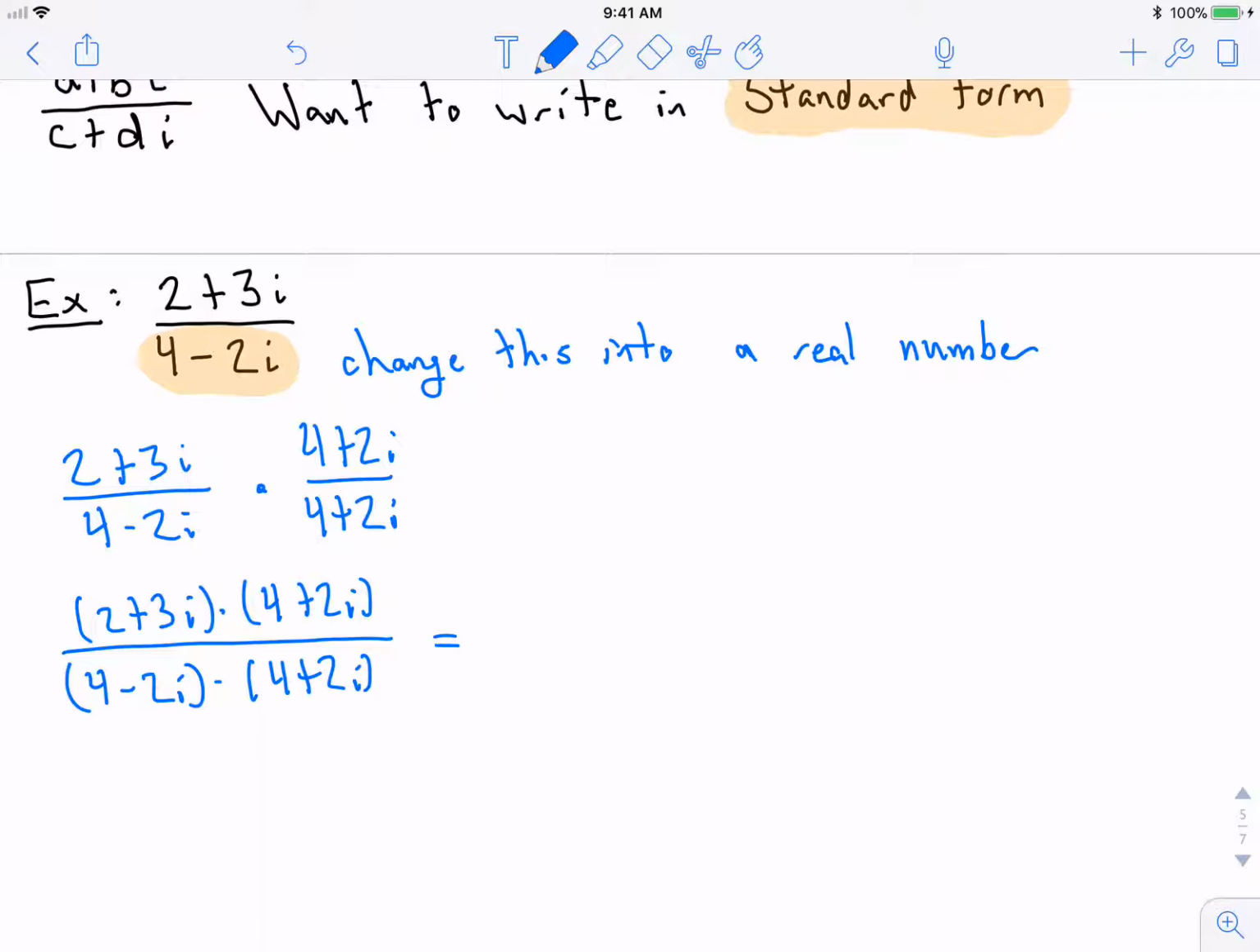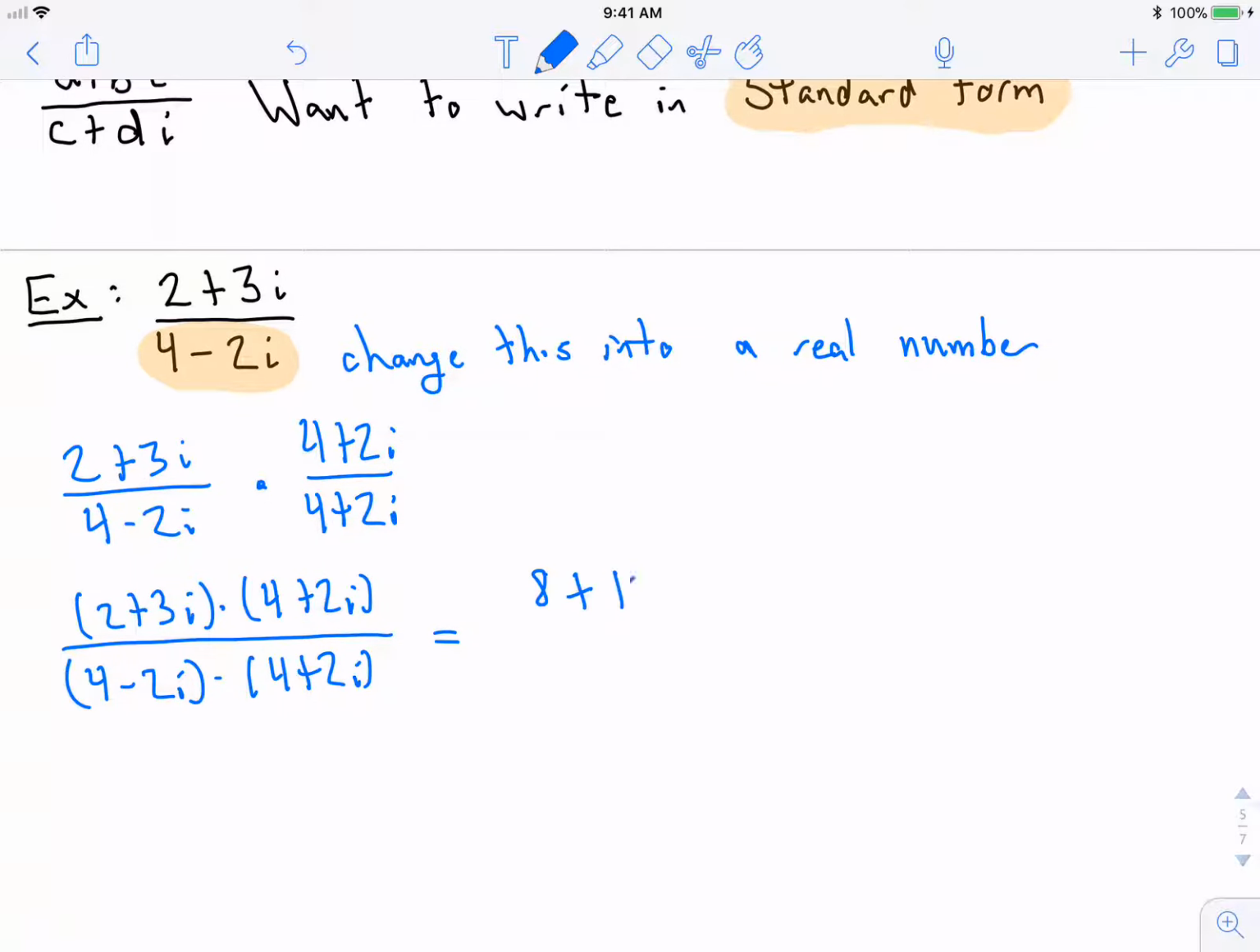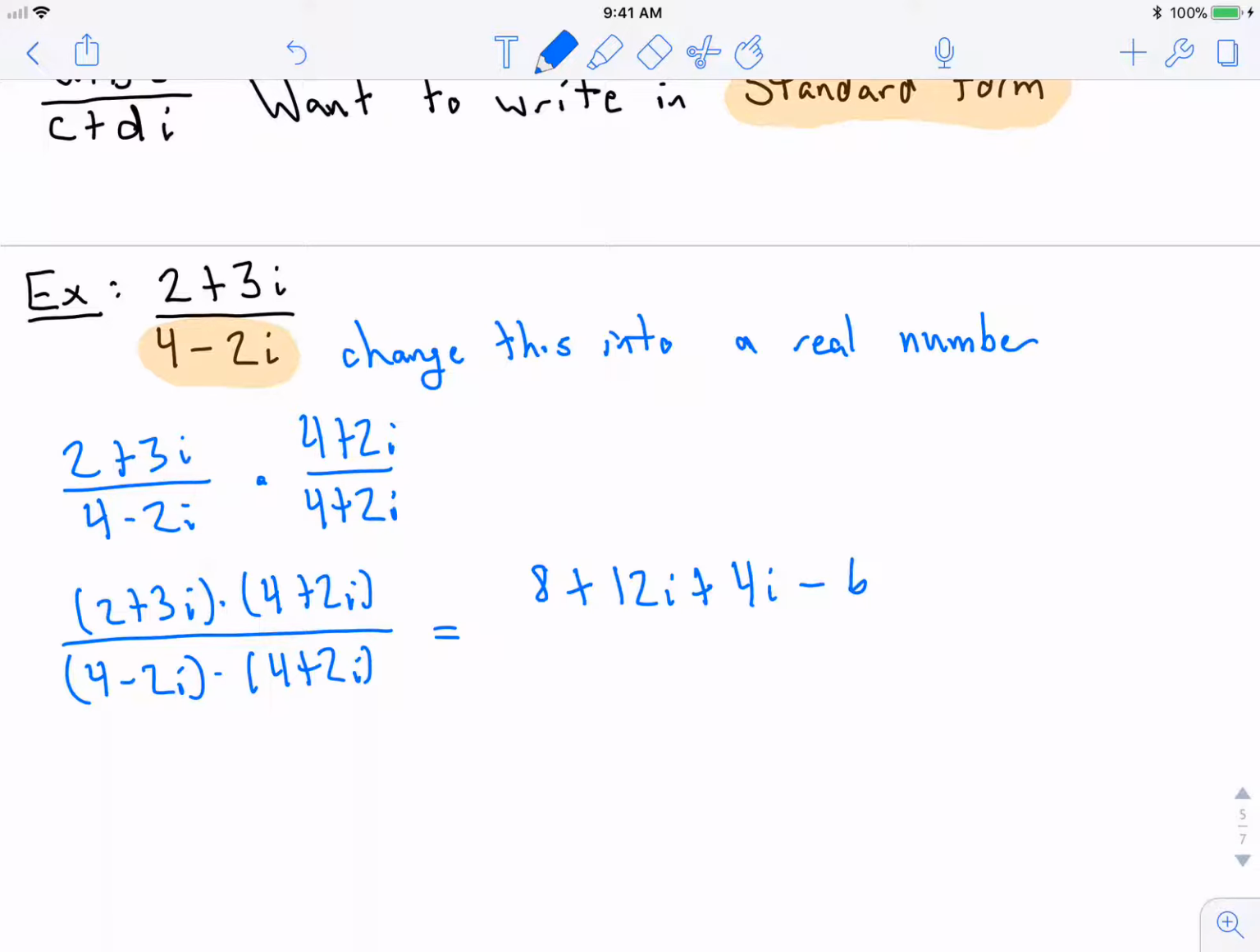Okay, so let's FOIL out the top. This becomes 8 plus 12i plus 4i minus 6. And again, this 6 here is by multiplying 3i by 2i. And on bottom, since these are complex conjugates, this should just be the real part squared, 4 squared, plus the imaginary part squared, 2 squared. And now we can simplify.